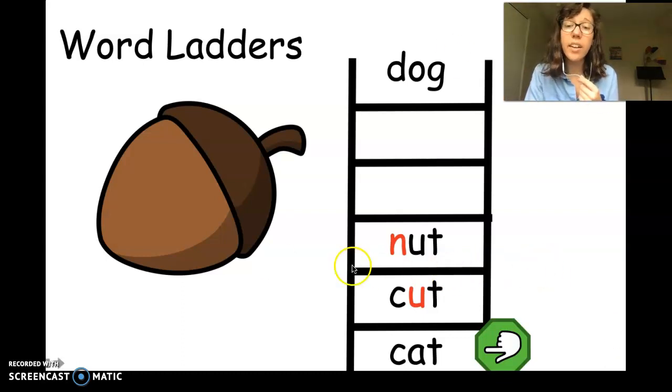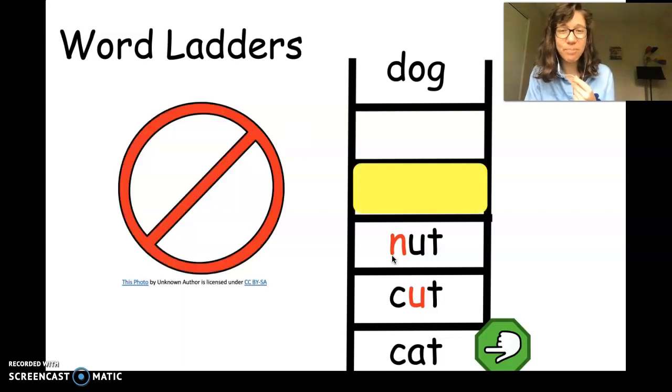The word nut fits because it is a CVC word, and 2 of the letters stayed the same. In this case, our T stayed the same, and our U stayed the same. The only letter we changed was the C. The C became an N, so the word cut became the word nut. We changed the beginning sound. Is this starting to make a little bit of sense? I know it can be a bit confusing, so hang in there.